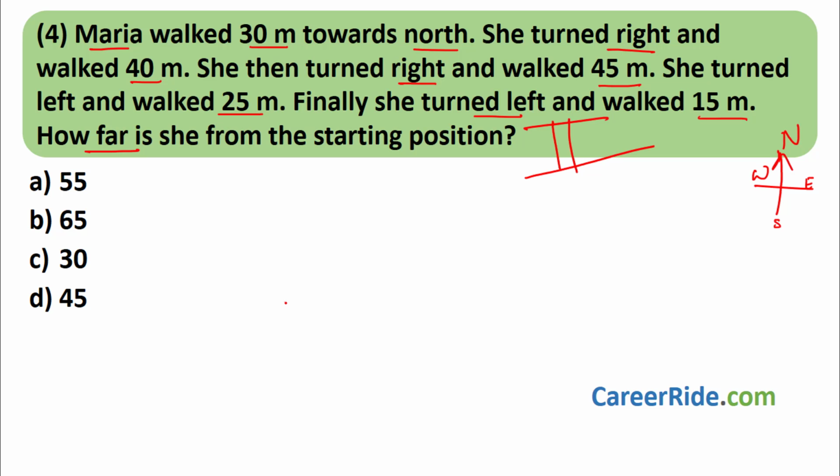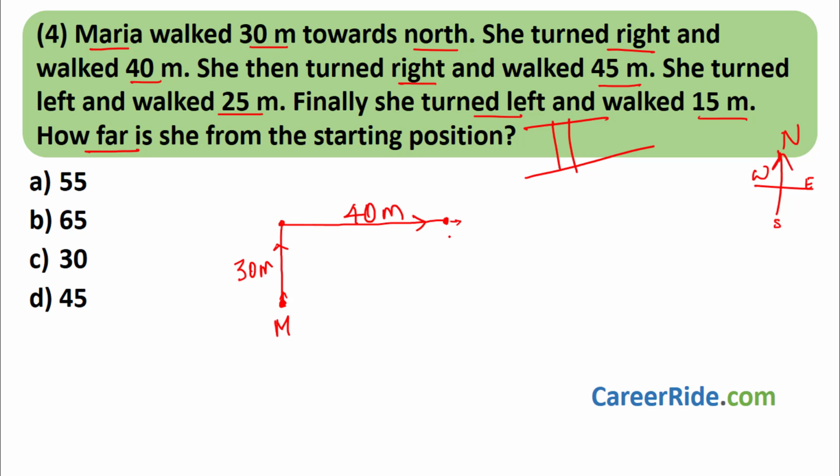Now, Maria is over here. Say this is Maria. Okay. She is facing towards north and she walks 30 meters towards north. So, this is 30 meters. Okay. And this is the north direction. Now, she turns right and walks 40 meters. Turning right means taking a 90 degree turn. So, she turns right and walks 40 meters. Correct? She is over here. She is facing this direction. Right?